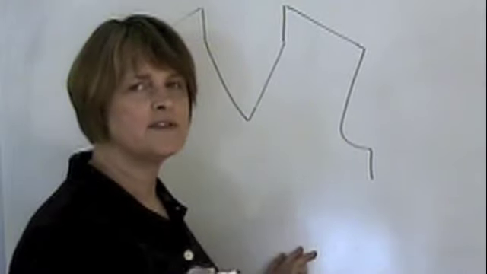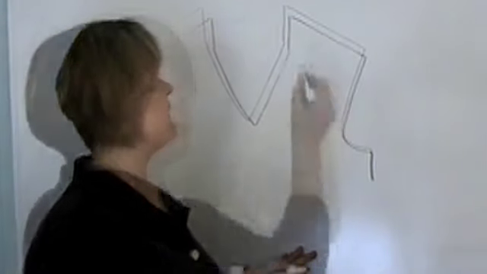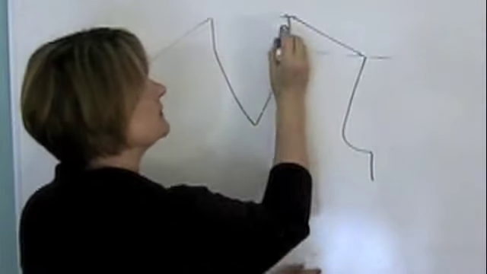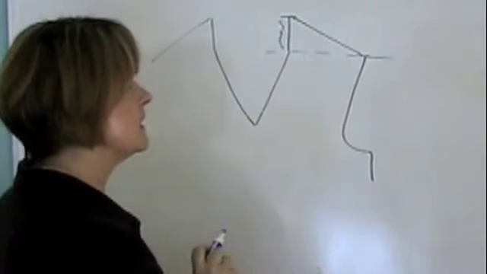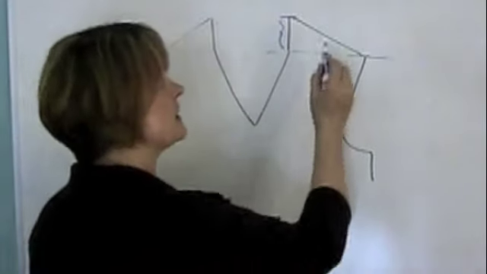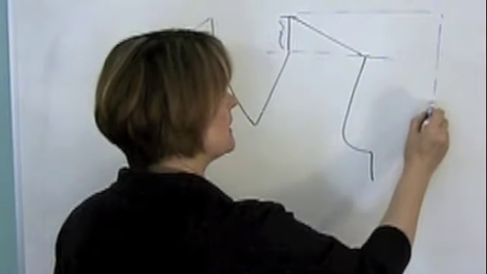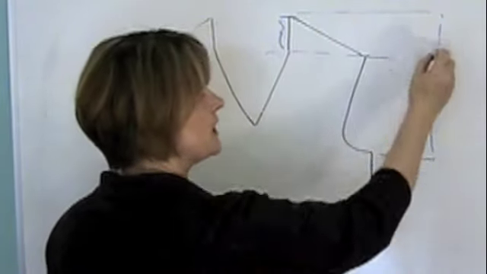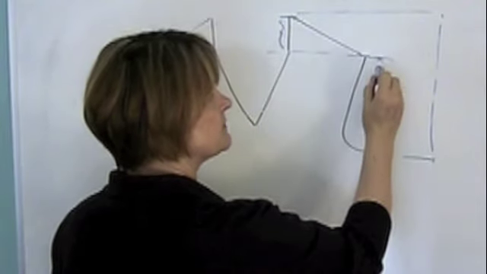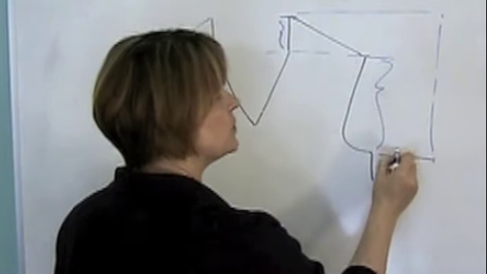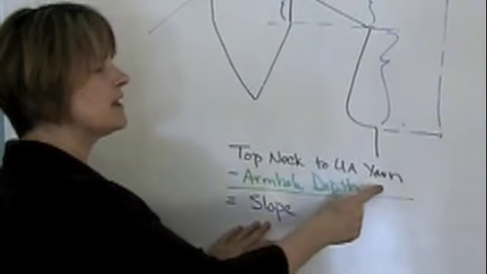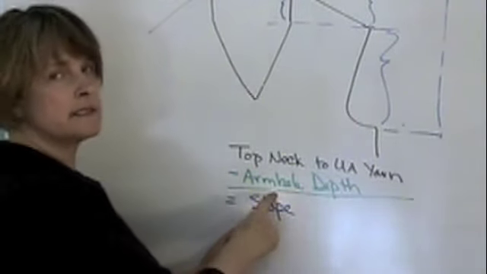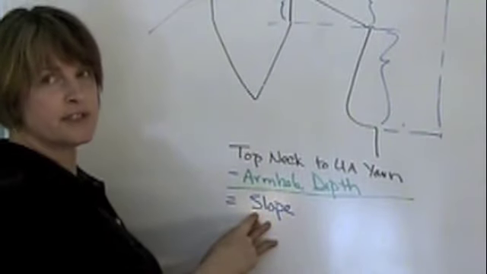The first thing we want to figure out is the height of our slope, and by that I mean the distance from the top neck of our sweater to the top of the armhole. That right there. We can take that right off our measurements chart by looking at our top neck to underarm length and subtracting the armhole depth. That will give us our slope. So our top neck to underarm yarn length minus our armhole depth equals our slope in inches.